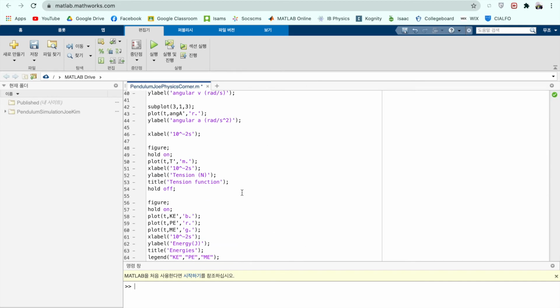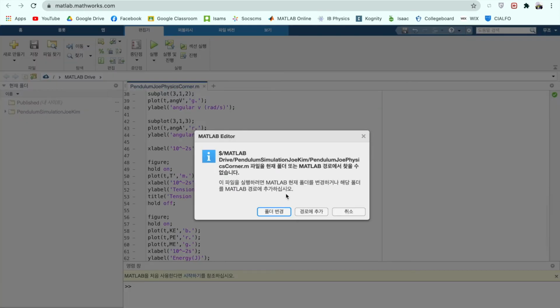And now that's basically it. So when I run this, hopefully it's going to give me 3 graphs. Oh, what?